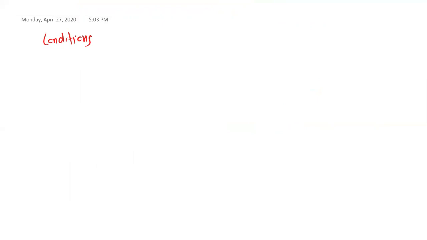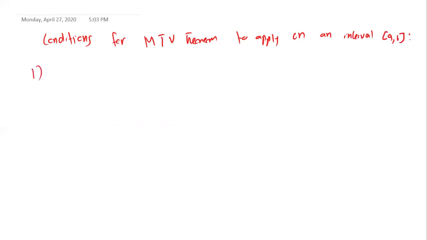So this is important. So conditions for the mean value theorem to apply on an interval a, b. Basically, you have to check two conditions. First, your function f has to be continuous on that interval.